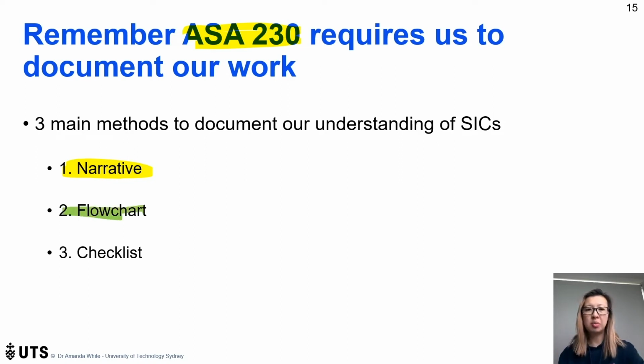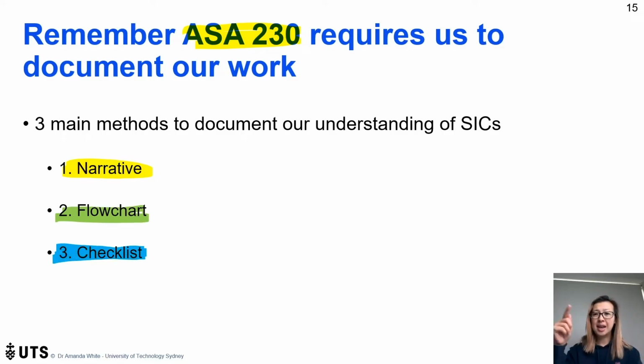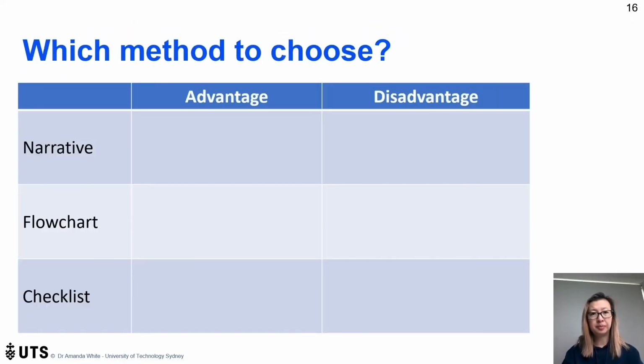The next option is the flowchart. This is my favorite, where we take the process as we understand it and represent it with symbols in a diagram. The last option is a checklist. A checklist is essentially a list of all the questions you ask the client. Yes, no, what is the information? So what are the pros and cons of each of these options? Well, that's our next step so that you can decide which one to use.